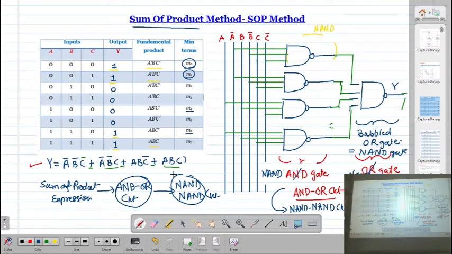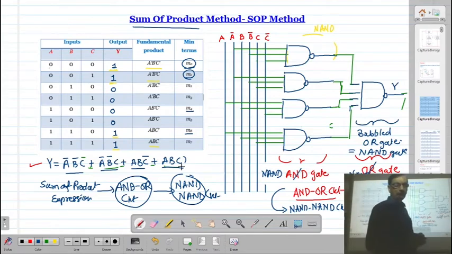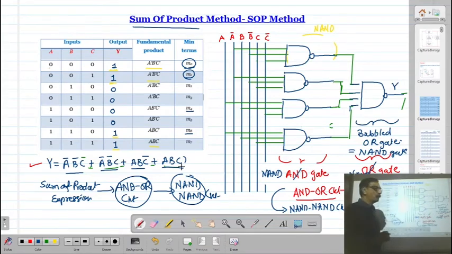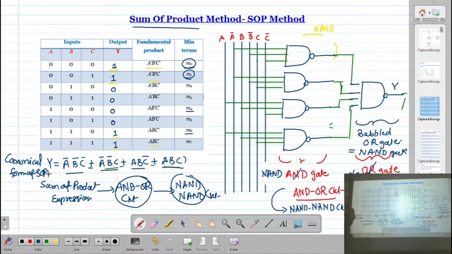Now you will see some examples. In this example, remember that my expression contains all the variables. Y is equal to A bar B bar C bar plus A bar B bar C. So in every product, all the variables are there. A, B, C is here. Here also A, B, C, in complemented or uncomplemented form. So in this expression, every product term has all the variables. Then this is known as the canonical form of SOP. And this will be helpful to you when we are discussing the Karnaugh map.